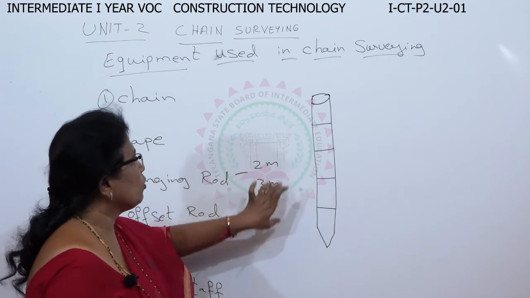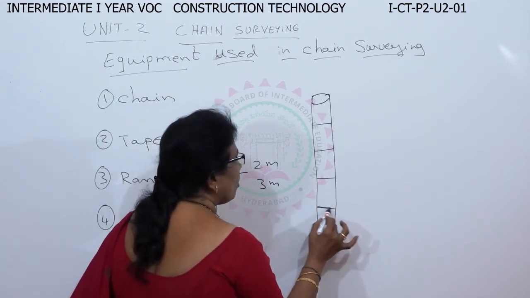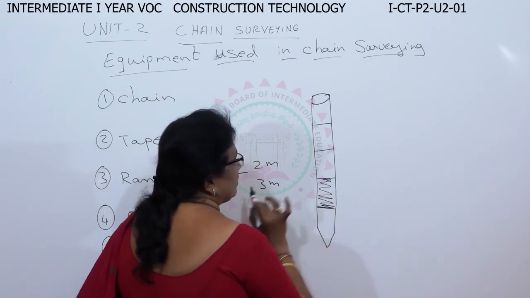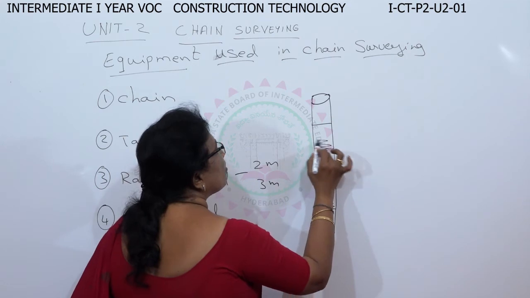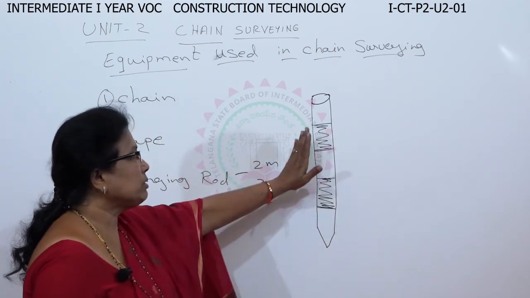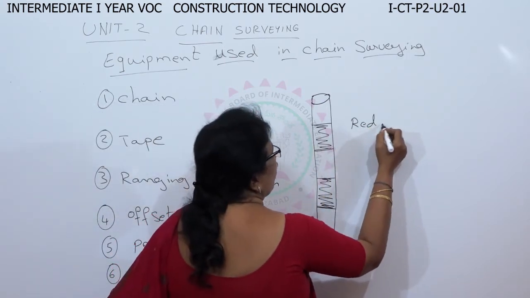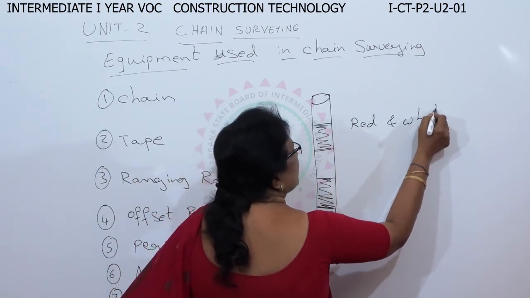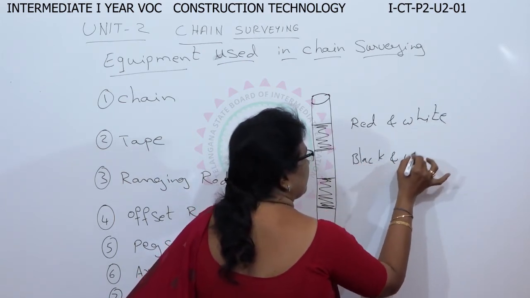It is available in 2 meters and 3 meters. It is painted in black and white or red and white. See, one band will be black, one band will be white, and another will be black. Hope you understood. Sometimes it is painted in red and white, and sometimes it is painted in black and white.